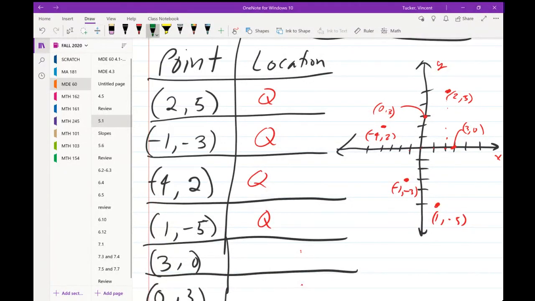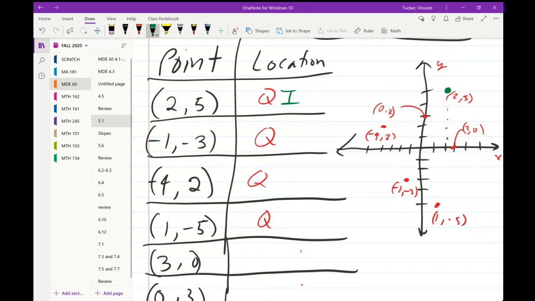Okay. So when we're looking at the point (2, 5), it's a positive 2 and positive 5. You start at your origin and you go right 2 and then up 5. And so that's why (2, 5) is right here. Go to the right 2 and then up 5. That puts us in quadrant 1.